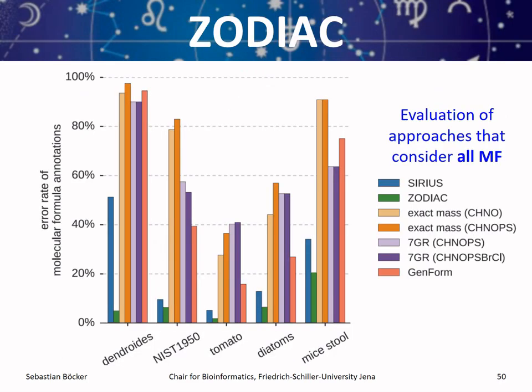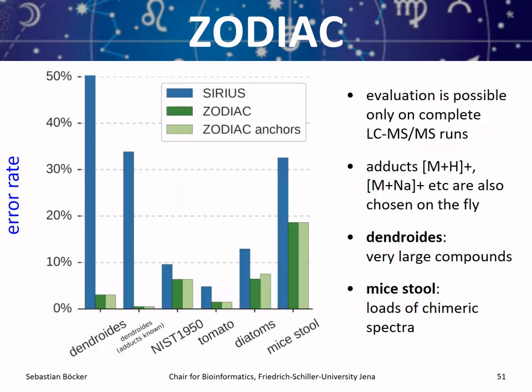Nevertheless, Zodiac works quite nicely, and I've already shown you this slide, so here it is again. But we now concentrate only on Sirius and Zodiac because we know they are performing better than all other methods anyways. Now we can zoom in a little bit and we see, except for my stool, as I said, and those are horrible, horrible spectra. I am not even sure how many of the ground truth spectra are actually not chimeric spectra. Except for that, it performs very, very nicely and roughly halves the error rate of Sirius.